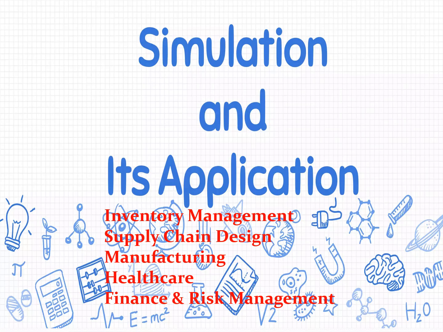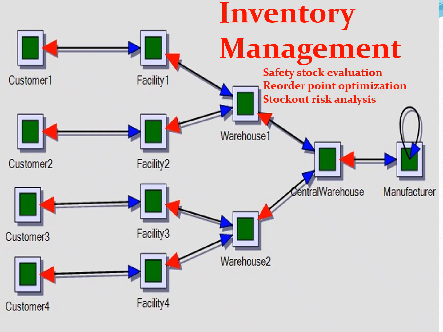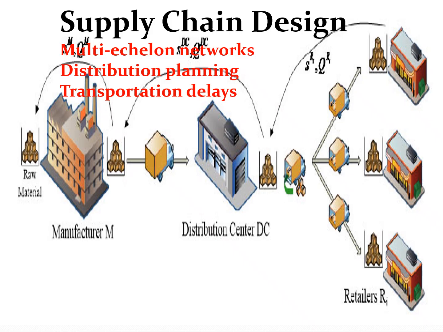Simulation models could be applied into different areas and industries, but here are some of the most important ones. Inventory management. Supply chain design. Manufacturing. Healthcare. Finance and risk management. Let's now discuss them one by one. First one is inventory management, where simulation model is used for safety stock evaluation, reorder point optimization, and stockout risk analysis. Simulation model is used to develop supply chain design by using multi-echelon networks, distribution planning, and overcoming transportation delays.